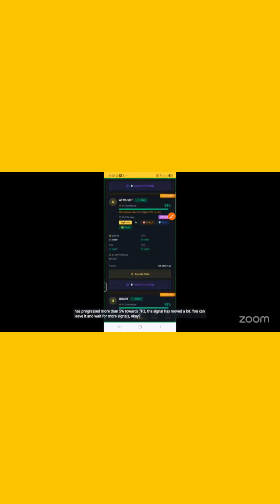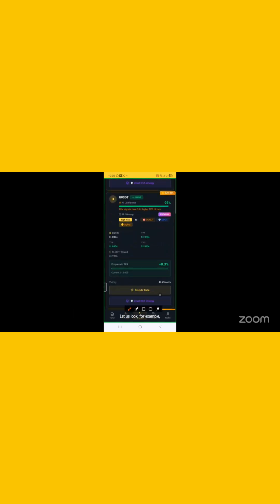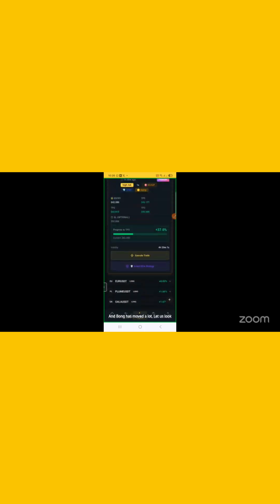Okay. Let us look, for example, at this one here. You can see it is a long signal, which means it is a spot signal, but it has already moved more than 1 hour. Though it has not progressed so much, it has moved more than 1 hour. This is not a good signal, so you can leave it. But I'm going to use it as an example. This is USDT. Let us look for another one. Let us look at Bonk. Bonk has moved a lot. Let us look at LTC, it has moved a lot.